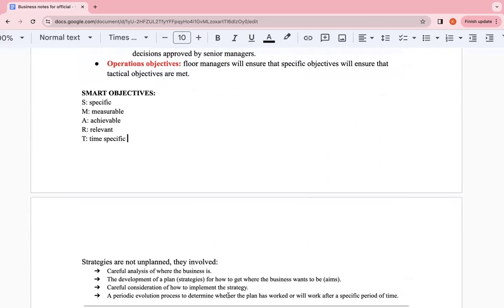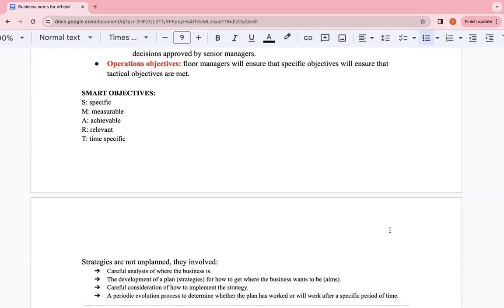So strategies are not unplanned. They involve careful analysis of where the business currently is, so the business actually needs to be aware of where it actually stands, and what it needs to improve, where it has gaps. The development of a plan, strategies for how the business wants to be, so how the business will get to where it wants to be, so where it is currently, where it wants to be. Careful consideration of how to implement the strategy, so the ways in which to achieve the goal, and a periodic evaluation process to determine whether the plan has worked or will work after the period of time. So after the business begins executing this certain objective, they're going to have to think, did we actually become closer to reaching this objective? Did we make any progress? Is the rate of progress that we're on going to get us there in a specific amount of time? Because again, the objectives, like we previously mentioned, need to be time specific. So think of it that way.